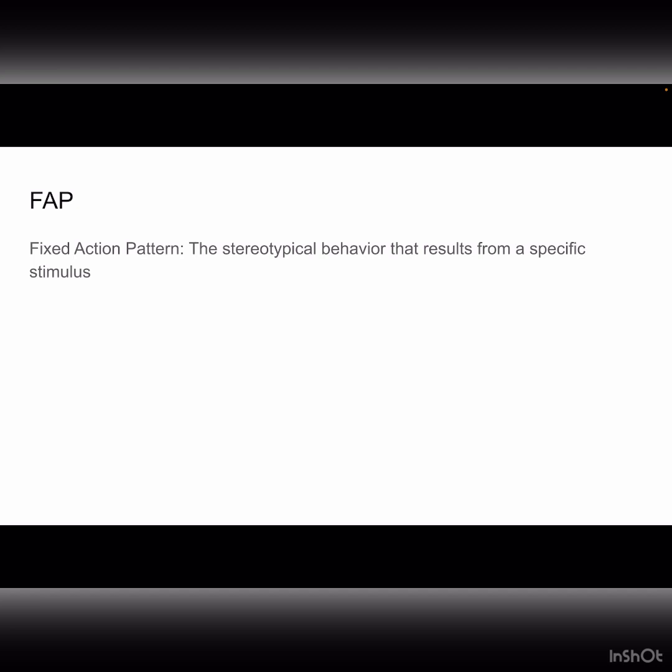Last but not least, we have the fixed action pattern. This is defined as a stereotypical behavior that results from a specific stimulus. Notice how I said stereotypical. This means that it's the same for every member in a group. In this case, a species. A behavior is not a fixed action pattern if it is unique to each individual. For example, choosing a pumpkin pie or a donut is not a fixed action pattern. However, reaching for one of these options as a result of hunger would be, because it is innately shared across everyone in our species.